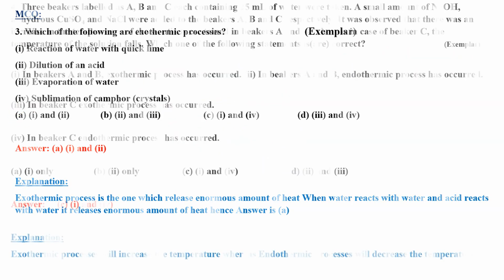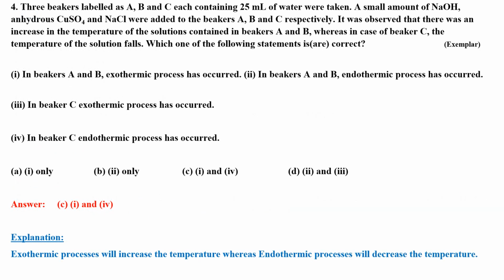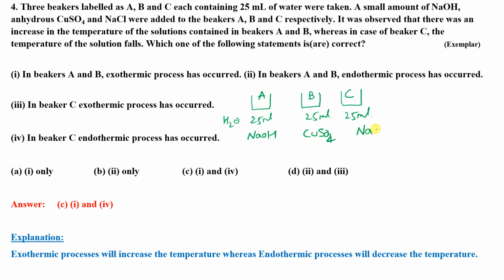Go to the next question. Next, we have three beakers labeled A, B, and C. Each has 25 ml of water. In beaker A, he added NaOH. In the second beaker, he added CuSO4, copper sulfate. In the other beaker, he added NaCl.